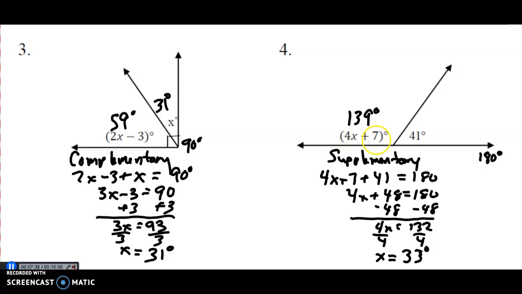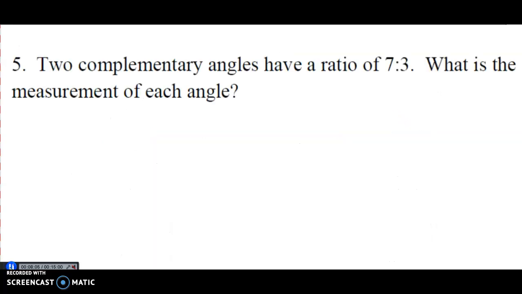For number 4, it was a straight angle. Straight angles are worth 180 degrees, which makes them supplementary. So when I set my equation, I set both angles together to equal 180. Combine my like terms and solve, I get 33 degrees. And then I go and plug it in. 4 times 33 plus 7 is 139. And the other one was already done for us, that is 41. Again, adding them together, I get 180 degrees.